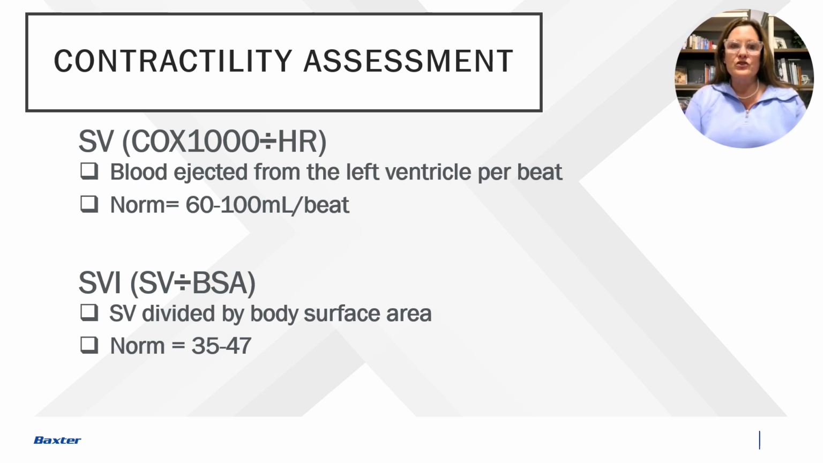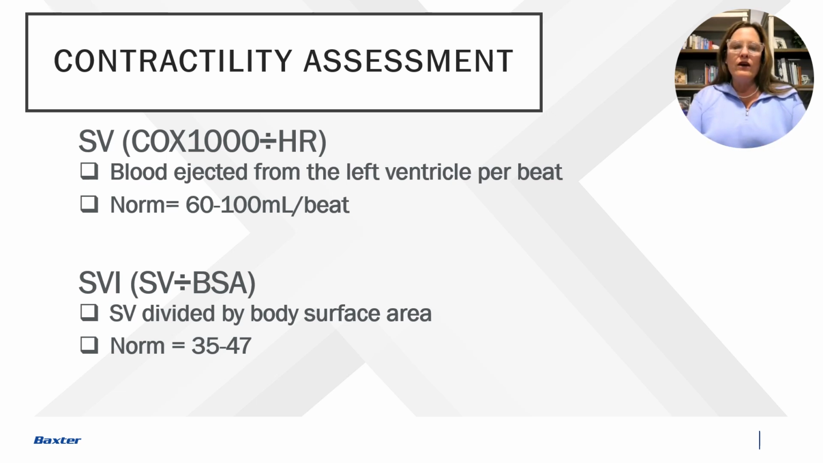Now, what we're going to look at in a contractility assessment is stroke volume. That's cardiac output times 1,000 divided by heart rate. Like I mentioned, that's the blood ejected from the left ventricle per beat. When we aren't fluid responsive and don't have that increase in stroke volume, then we need to think about maybe this is a contractility problem, right? With a low stroke volume or stroke volume index.